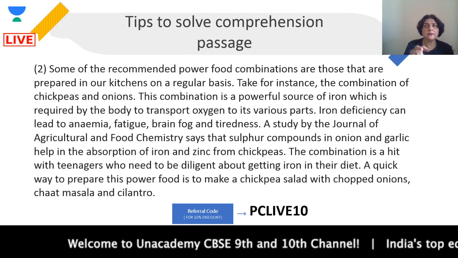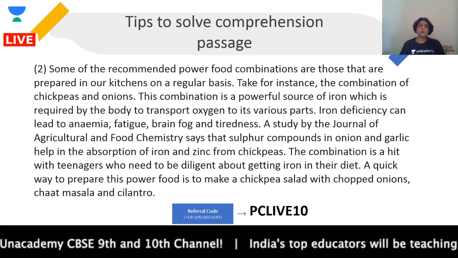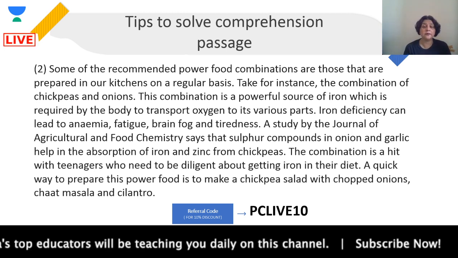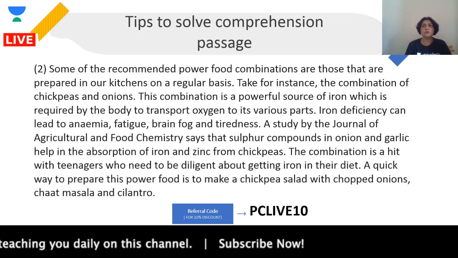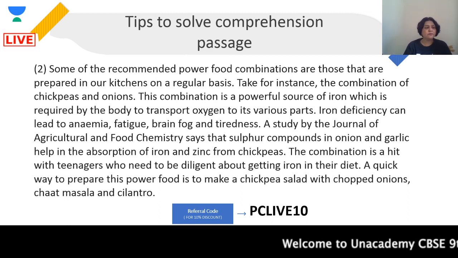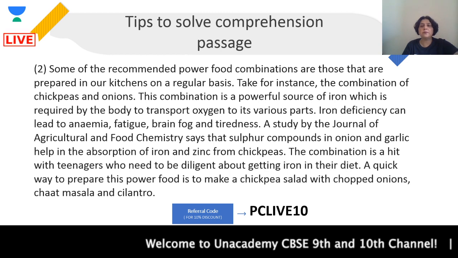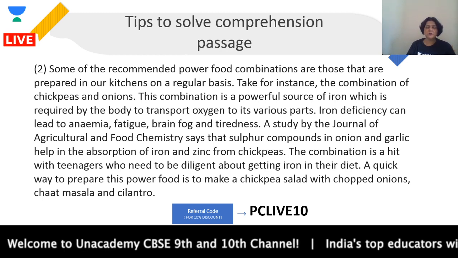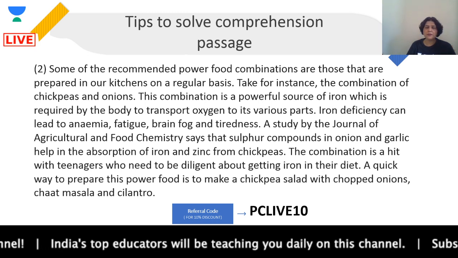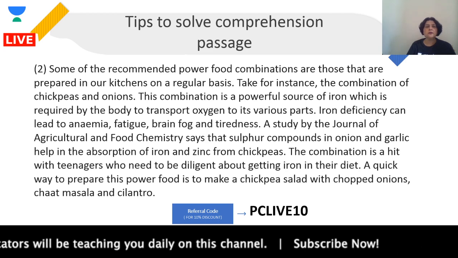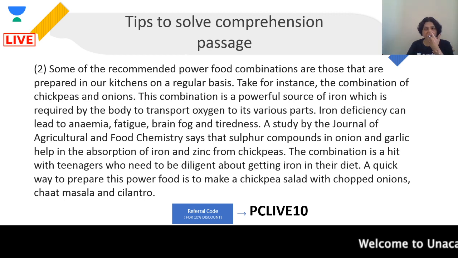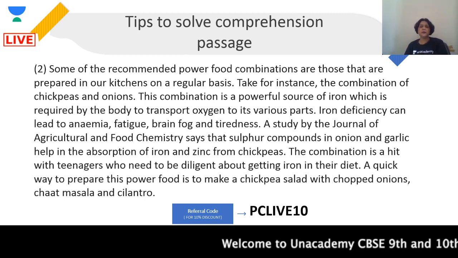If you notice in the first paragraph itself, the central theme of the passage is quite apparent and clear. I can very well understand that the passage is now going to talk about the proteins, vitamins, minerals, and so on. Some of the recommended power food combinations are those that are prepared in our kitchens on a regular basis. Take for instance the combination of chickpeas and onions. The combination is a powerful source of iron, which is required by the body to transport oxygen to its various parts. Iron deficiency can lead to anemia, fatigue, brain fog and tiredness.